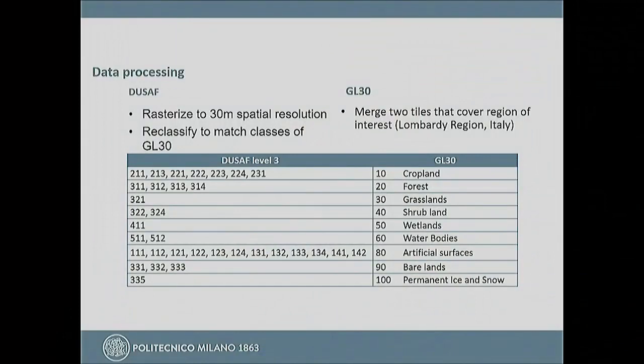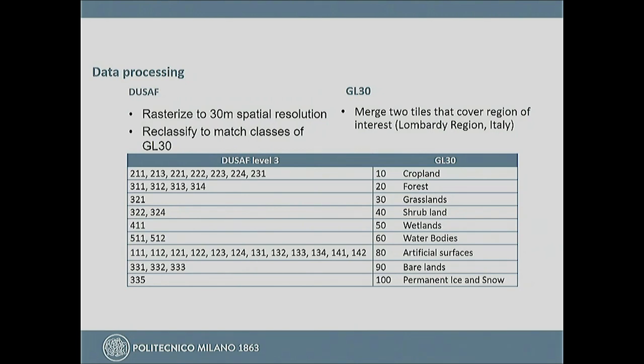If we consider, on the opposite, DUSAF, I told you that it's a continuous map only for Lombardy. The plugin we have is a plugin for raster maps. So at the beginning we need to rasterize the map, at 30 meter resolution. And then the second point is that we need to reclassify the DUSAF in accordance with Global 30, exactly as we did before with respect to Lucas. And we have to do that manually.